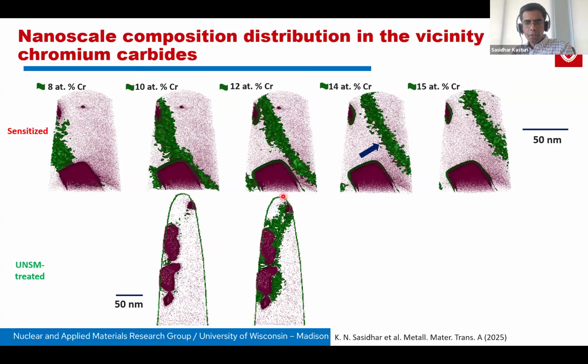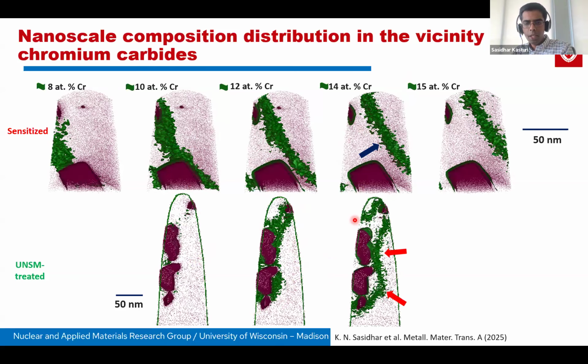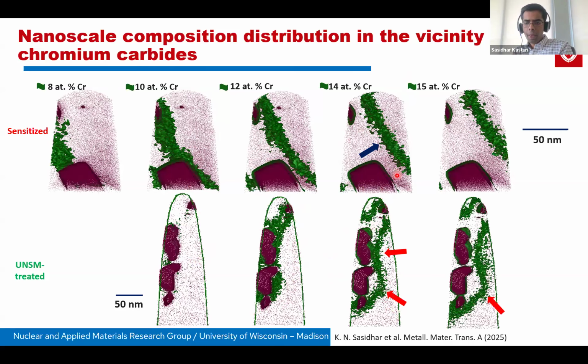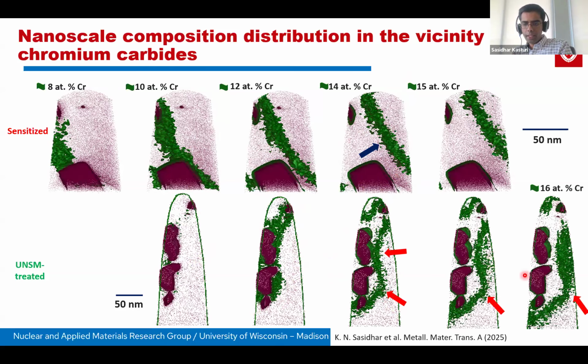And then if you look at where higher chromium contents are situated in the sample, you can see they're much closer to the precipitate as compared to the sensitized material. This is where 15% is, and this is where 16% is. They all come within the field of view here. And the other interesting aspect that we noticed is the faceted nature of these chromium isoconcentration surfaces.